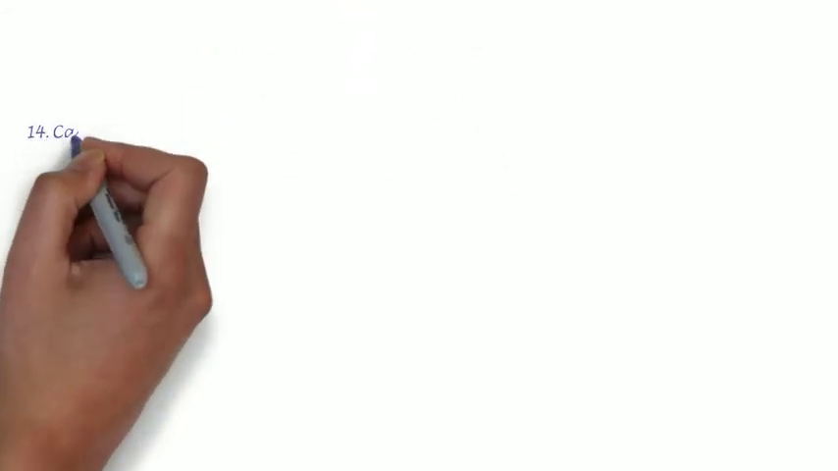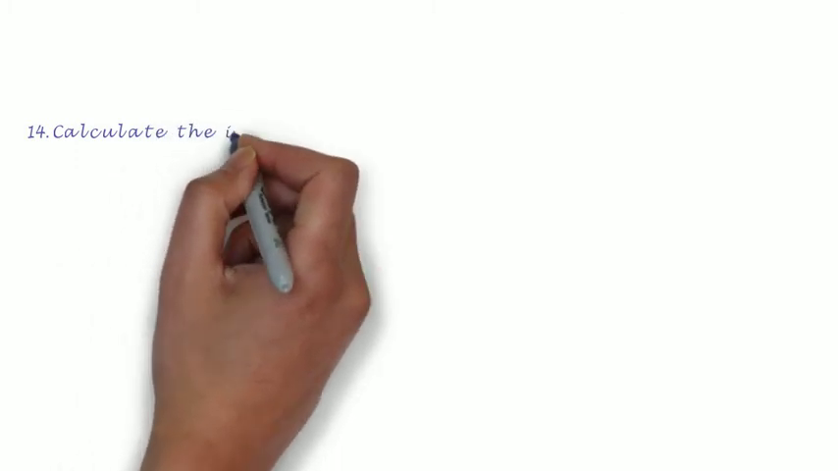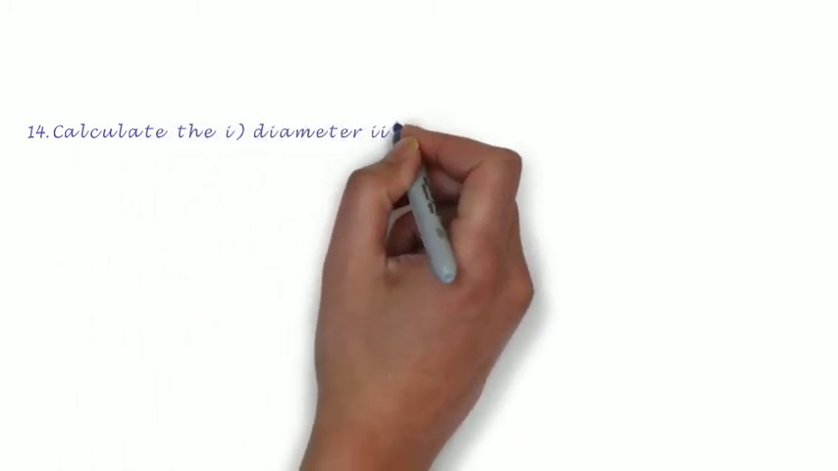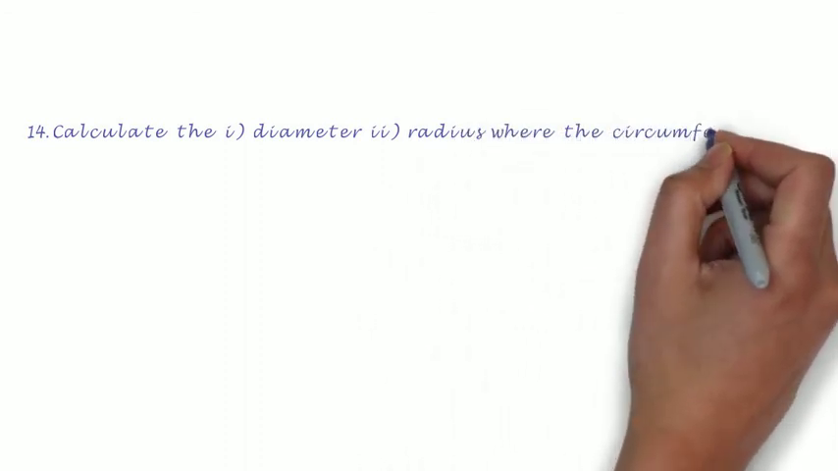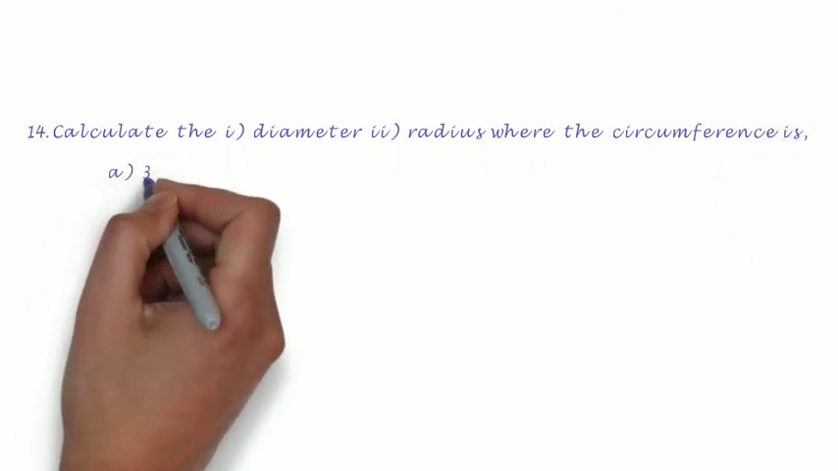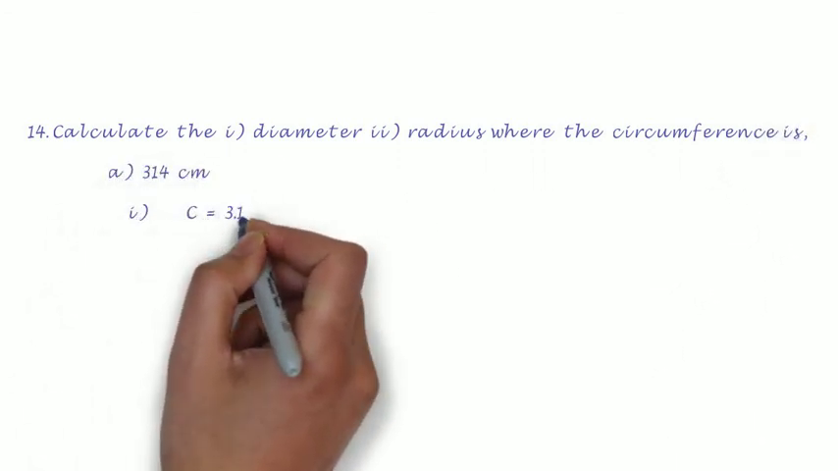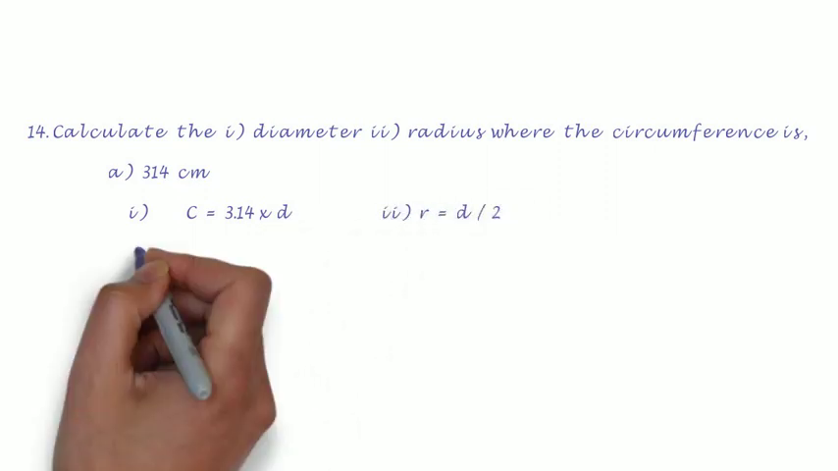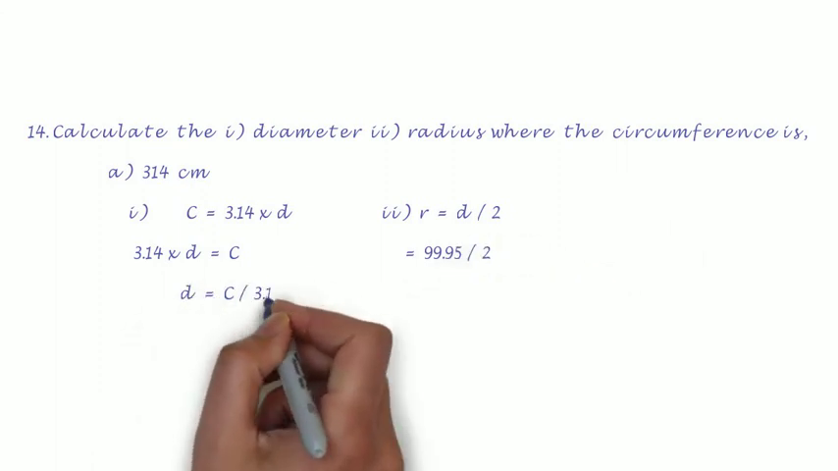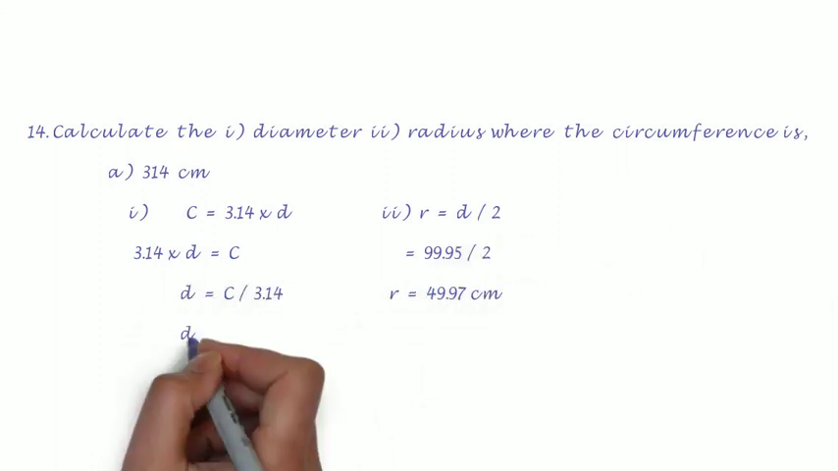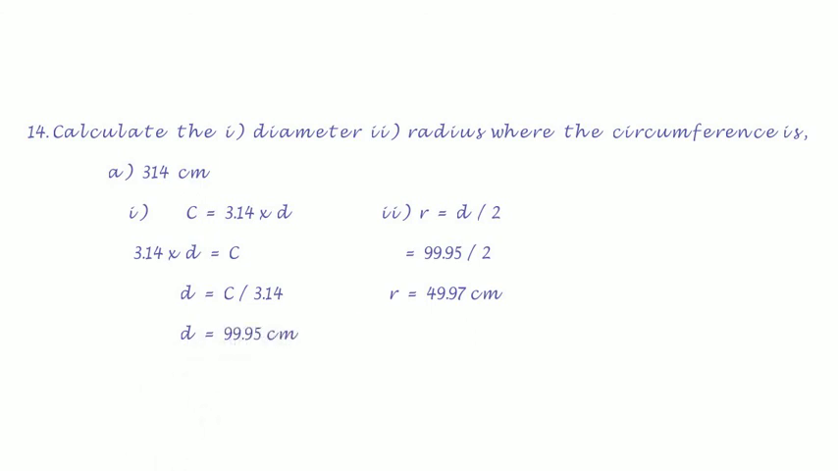In question 14, you're asked, given the circumference, to work out the diameter and the radius being half of d. In this instance, we're doing the inverse, which means that we are going to be dividing the circumference by pi. Make d the subject. So instead of C equals pi times d, we will have d equals circumference divided by pi. We find that it's 99.95 centimetres, the diameter, and therefore r is half of that. It's 49.97.